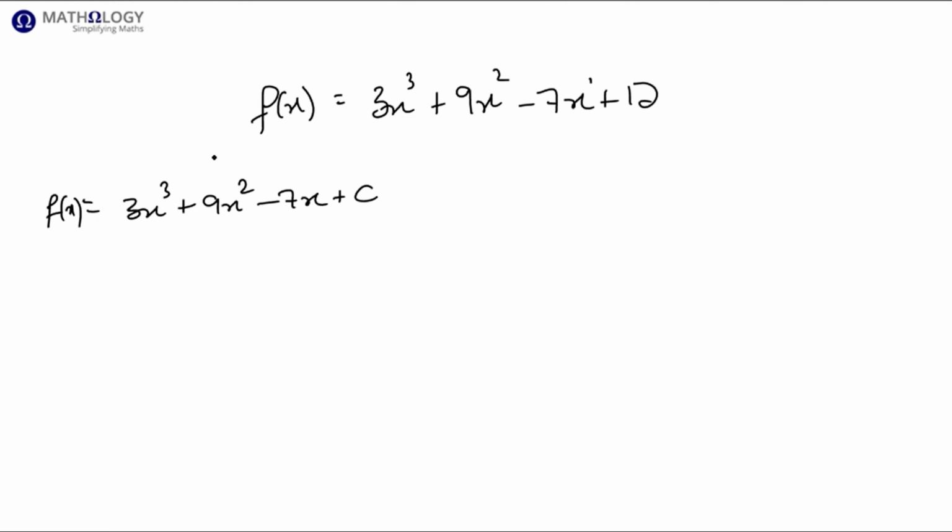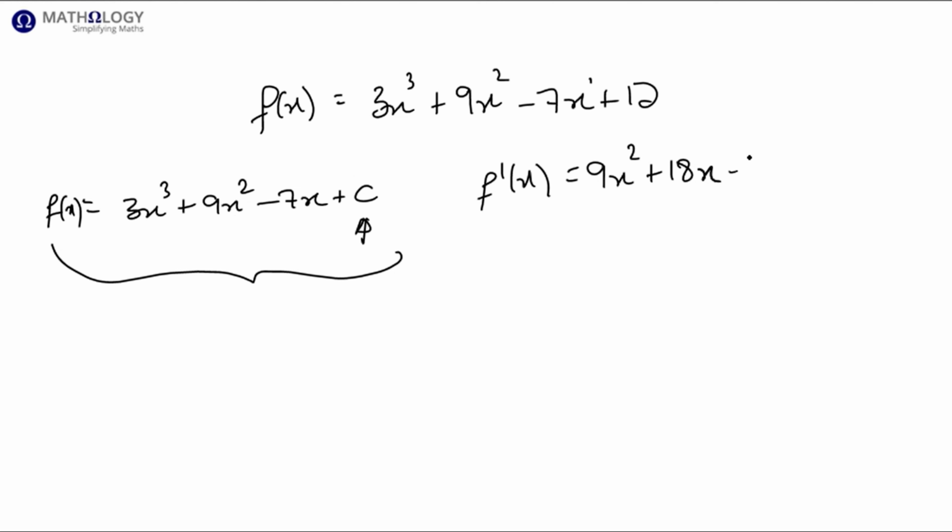Now, with integration, we have what is called a family of solutions. So this constant here could be any constant. When you differentiate this expression here, regardless of the value of the constant, you'll always get back to the derivative function, which is 9x squared plus 18x minus 7. So regardless of the value of c, when you differentiate the function f of x, you'll always get this derivative function here.